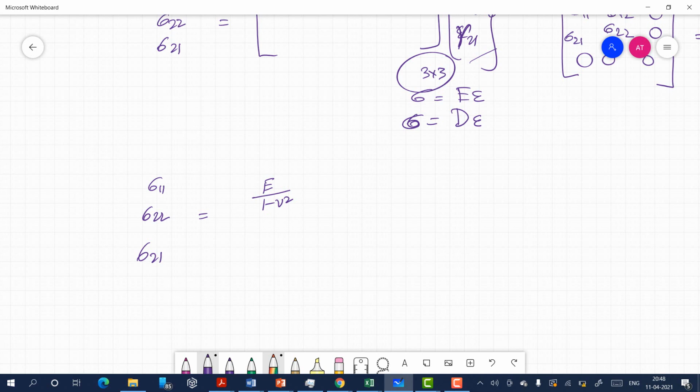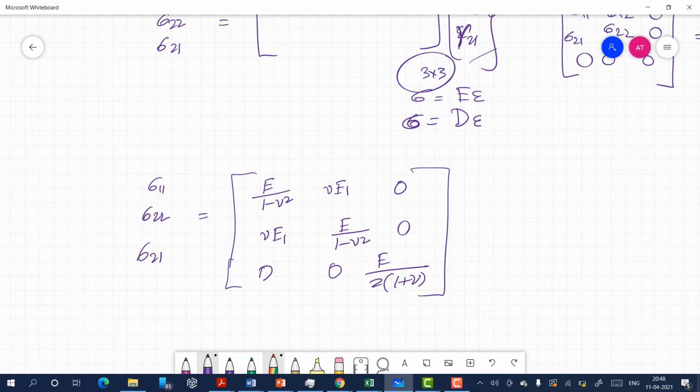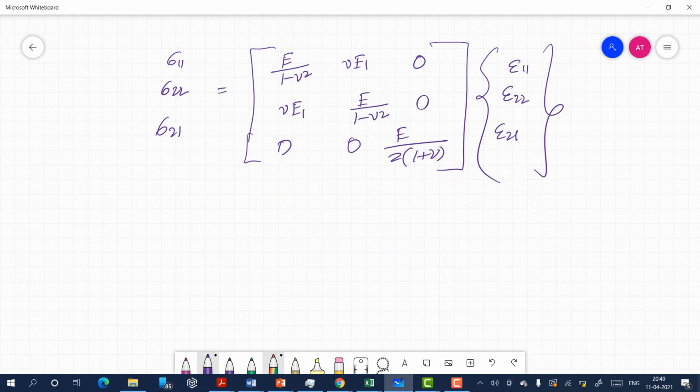E is the elastic modulus, mu is the Poisson's ratio, and here I will have mu E1, and then I will have 0, and here I will have mu E1, E divided by 1 minus mu squared, and here I will have 0, 0, 0, E divided by 2 into 1 plus mu. So this will be my elastic matrix into epsilon 11, epsilon 22, and epsilon 21. Okay, and again, it looks complicated, but if you multiply, you will get what you want.